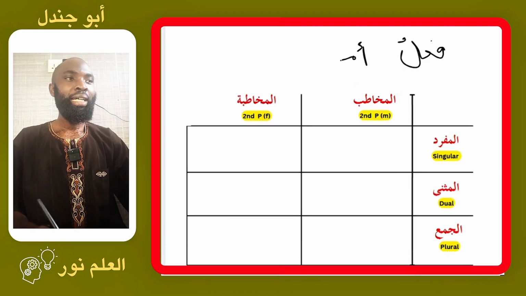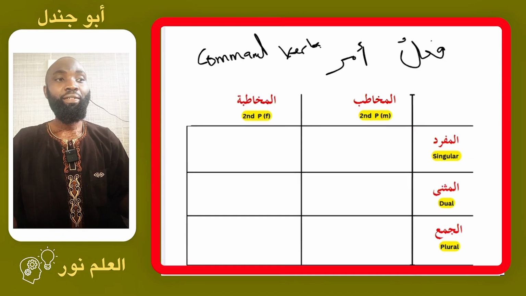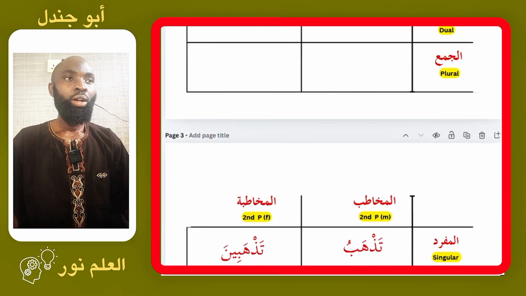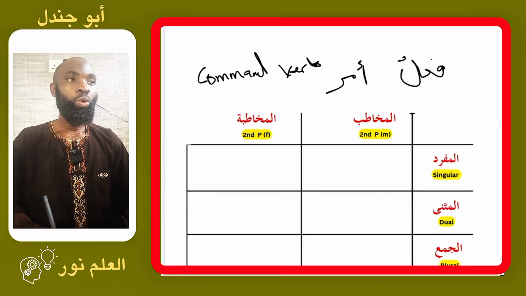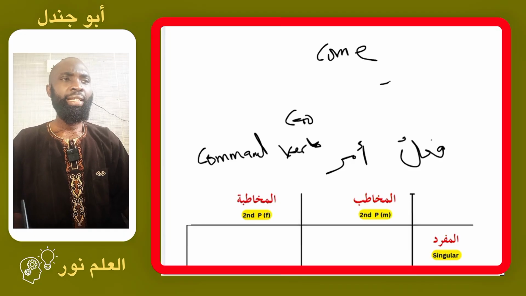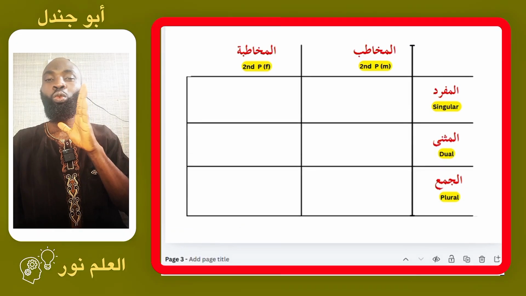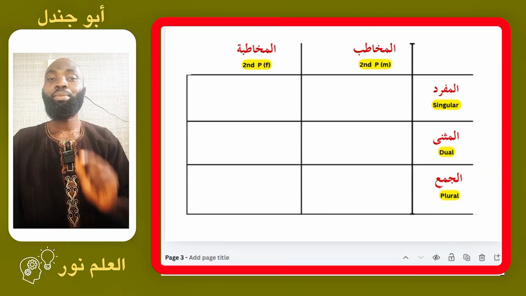Today our discussion will be on fi'lu amarin, the conjugation of the command verb tense in the Arabic language. How to form the command verbs. We know command verbs like go, come, eat, and the rest of them. How do we form these command tense verbs? What is the pattern that these command tense verbs need to follow?